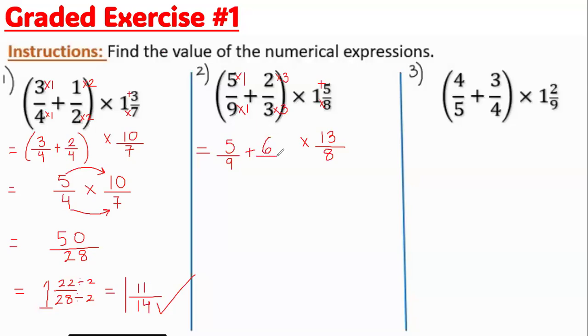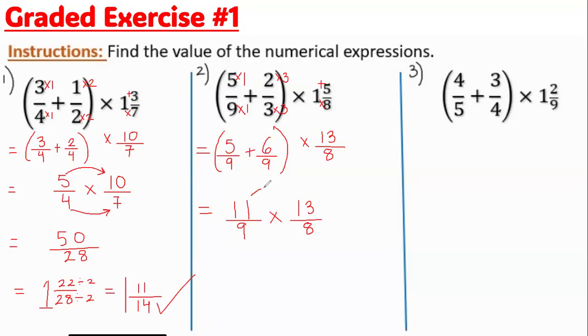6 over what? 9. 5 plus 6 is what? 11. It's going to be 11 over what? 9. Multiplied by 13 over 8. Very good, 13 over 8.